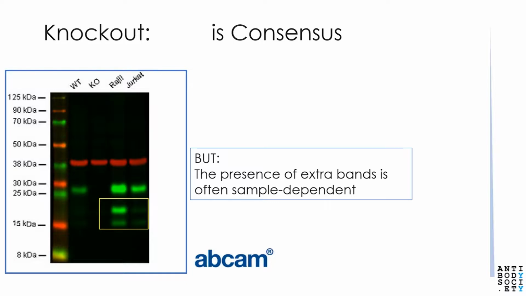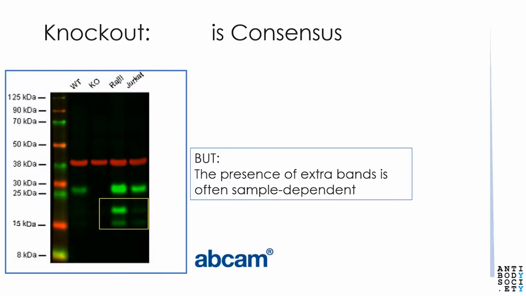However, the blot also shows a challenge with knockout testing, and that is that knockout testing is very often done in one cell type. But those who work with Western blotting know that extra bands are quite often sample dependent. So in this blot, you can see 2 strong bands that appear in protein from Raji cells, where they're seen most clearly, and they're not easily visible in the lanes from the HAP cells.